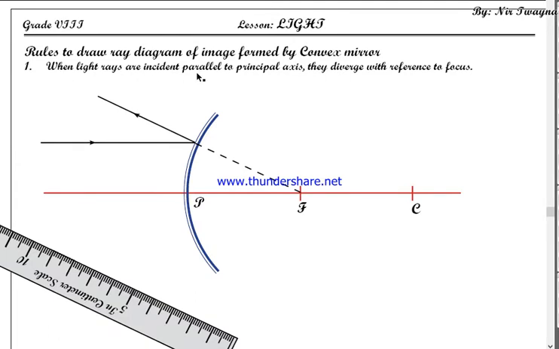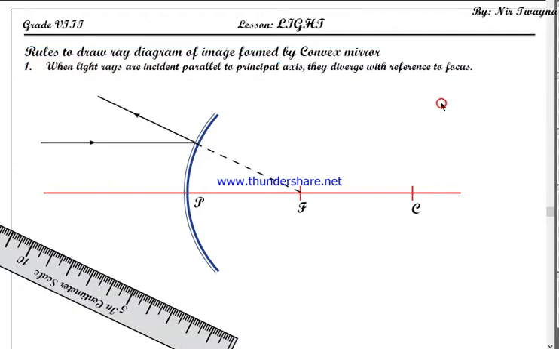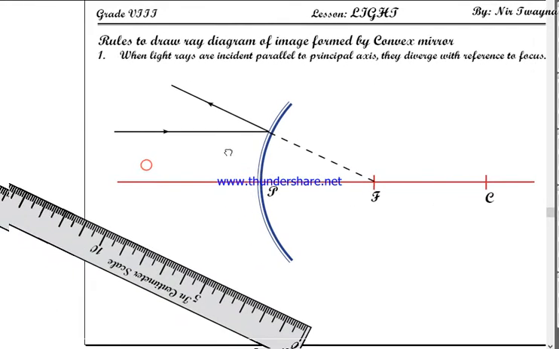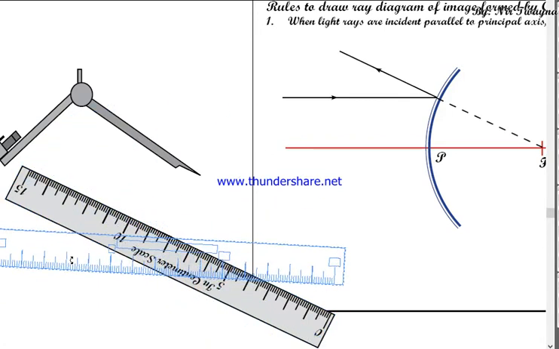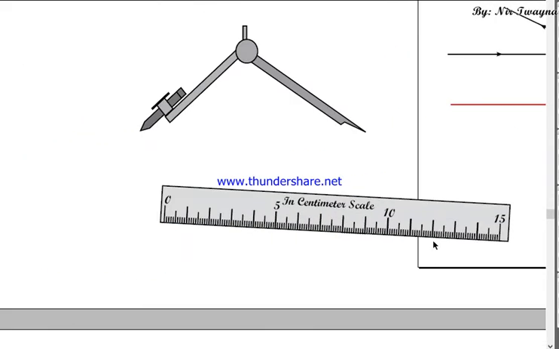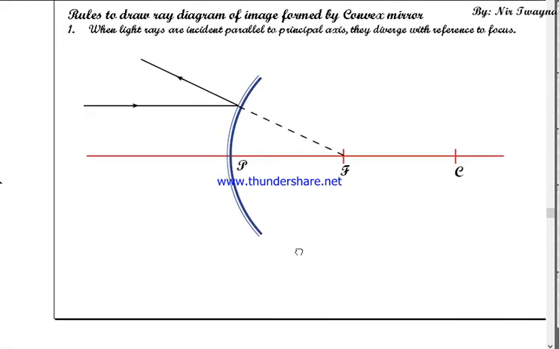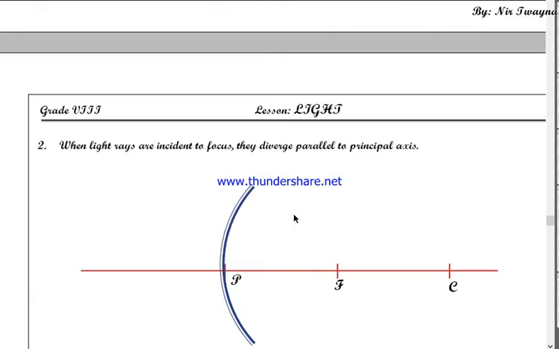When light rays are incident parallel to the principal axis, they diverge with reference to focus. Diverge means go away, isn't it? They diverge with reference to focus. Any confusion? Okay, let me put the scale aside. Okay, copy this. Now let's go to rule number 2.